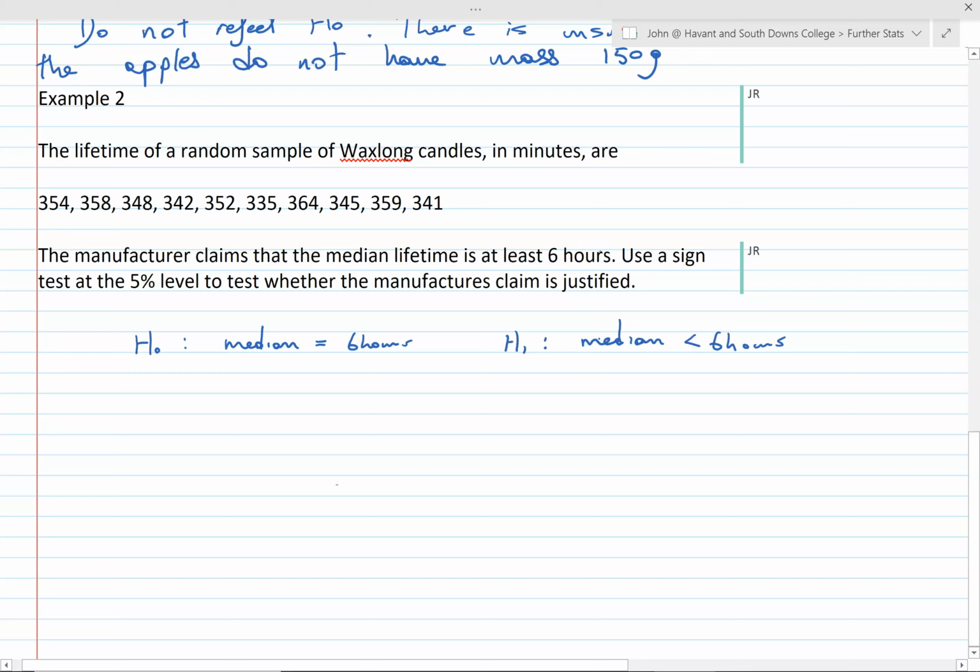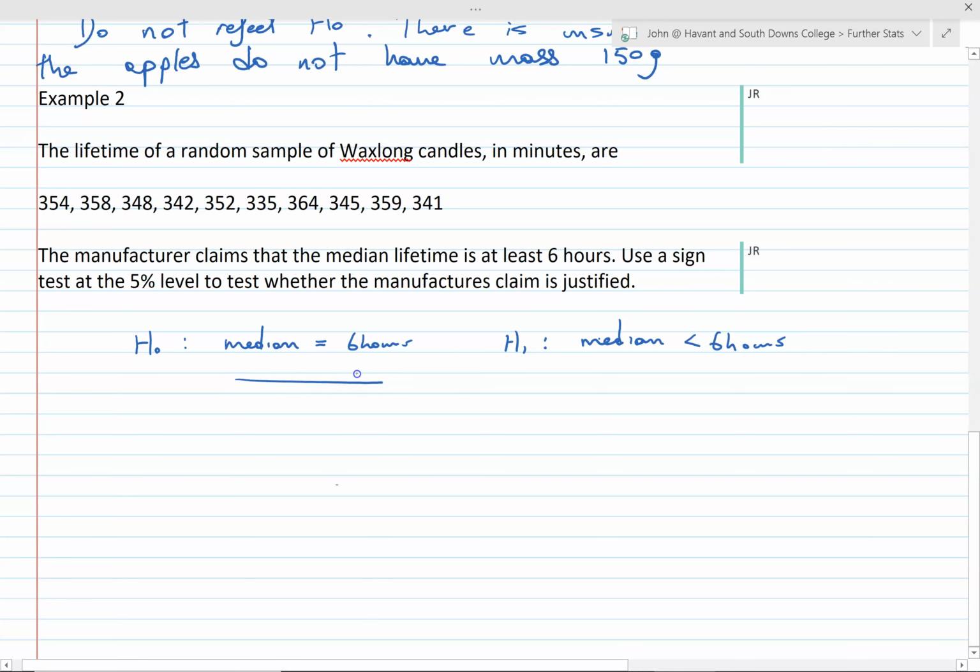We have effectively then still, if we do end up accepting H naught, we have gone with the manufacturer's claim, and if we reject H naught under the median is equal to 6 hours, we would definitely be rejecting H naught if we let the median be something greater than 6 hours, because our probabilities will be even less.